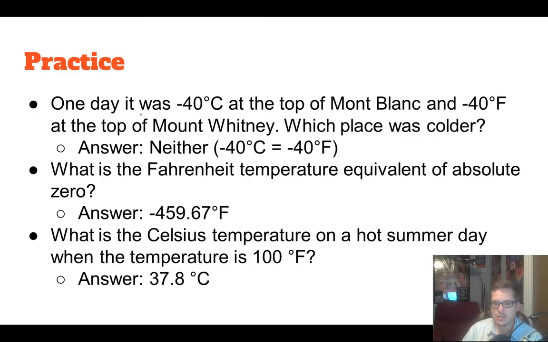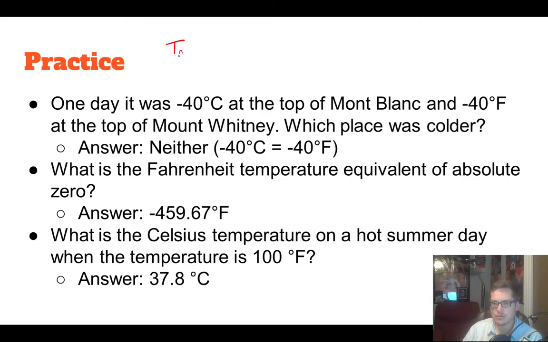All right, so one day it was negative 40 degrees Celsius at the top of Mont Blanc and negative 40 degrees Fahrenheit at the top of Mount Whitney. Which place was colder? Now we know the answer right here, I didn't block it out: negative 40 equals negative 40. So they should be exactly the same temperature. But let's go ahead and convert one to the other. So let's convert Celsius into Fahrenheit.